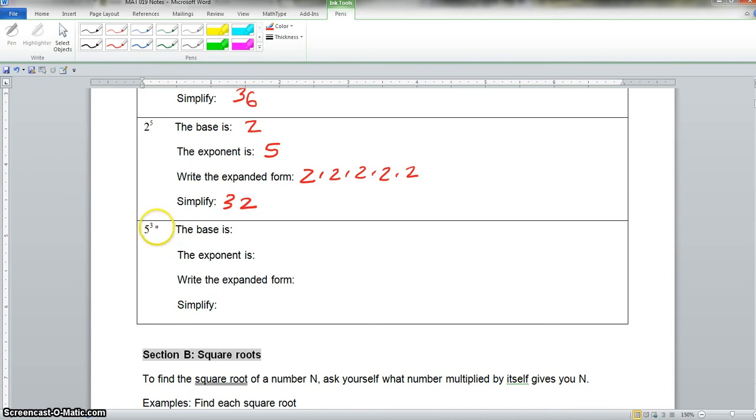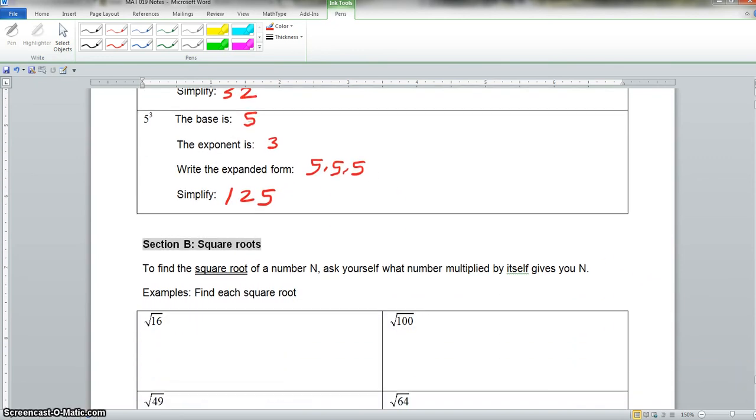Now we come here to 5 to the third power. We know the base is 5. The exponent is 3. It says write the expanded form. Expanded form here would be 5 times 5 times 5. And we're asked to simplify it. 5 times 5 is 25, times 5 is 125.